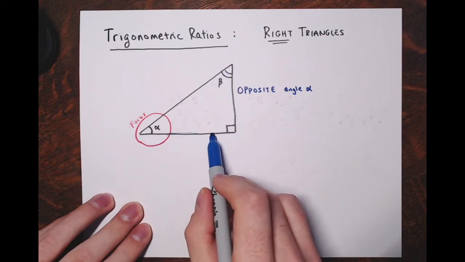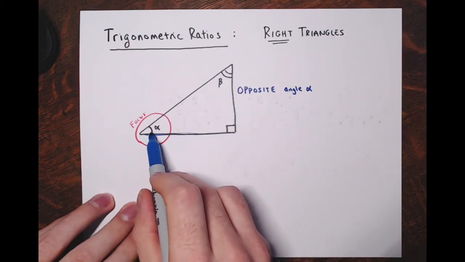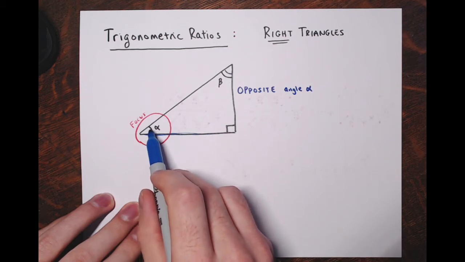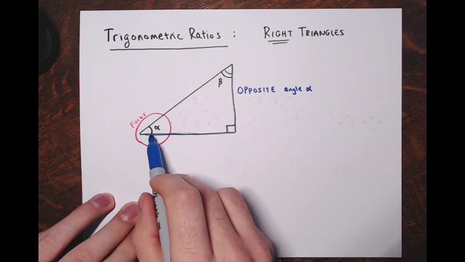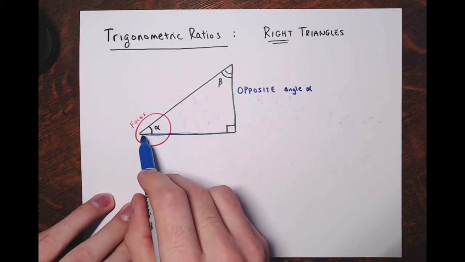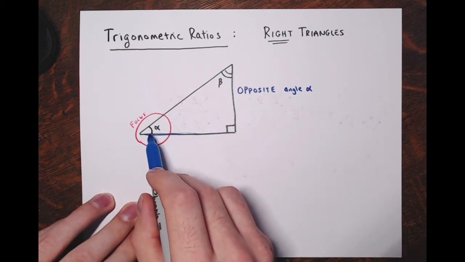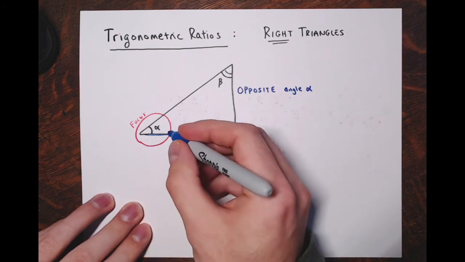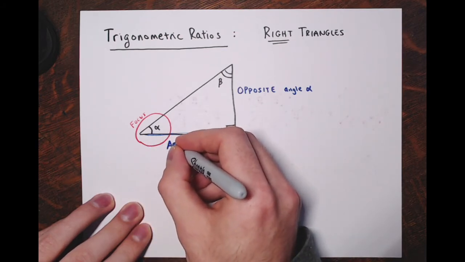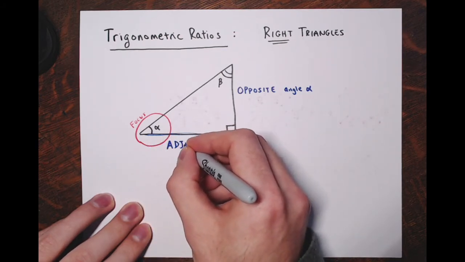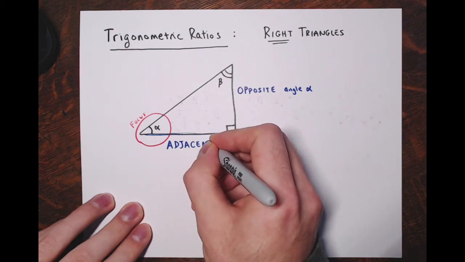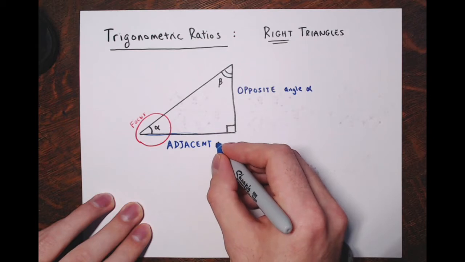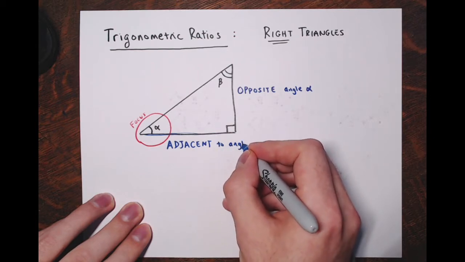This side here helps form angle alpha. It's touching angle alpha and it's near angle alpha. This is going to be the adjacent side to angle alpha.